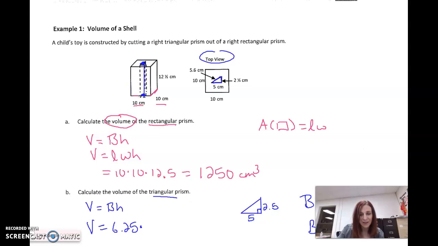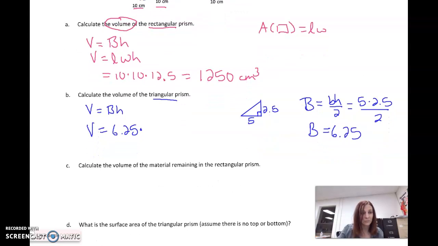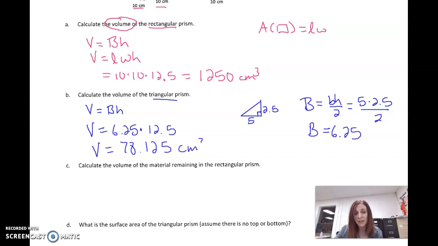How far apart are they? Okay. Well, that's from the top to the bottom of the rectangular prism. So they are 12.5 centimeters away. And again, I'm going to write it as 12.5. Calculator. Okay, and that works out to be 78.125. I know you can't see it, but that's what I get on my calculator. It's volume. So again, it's cubic centimeters.